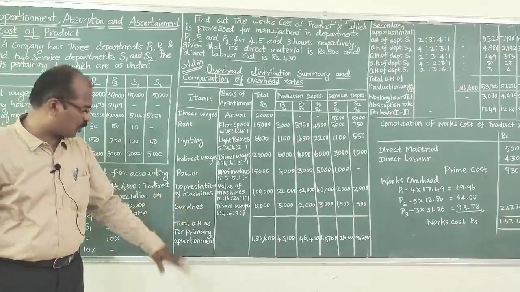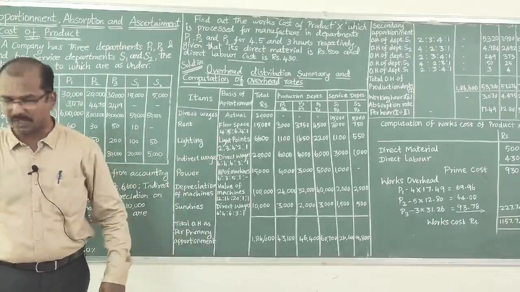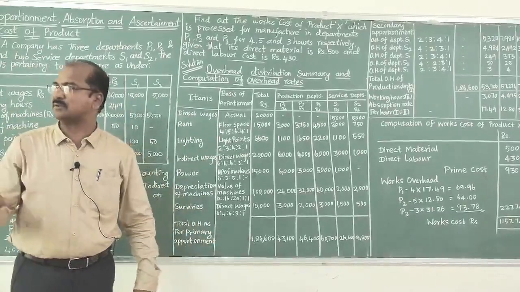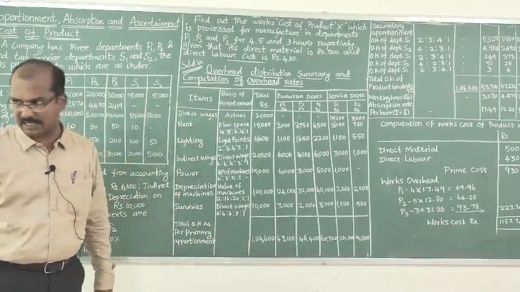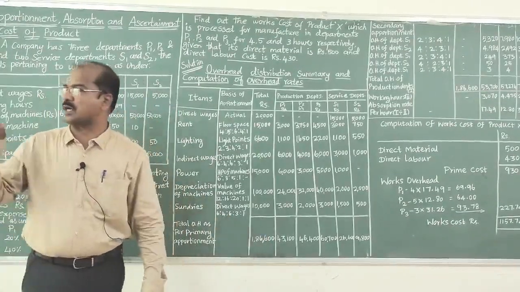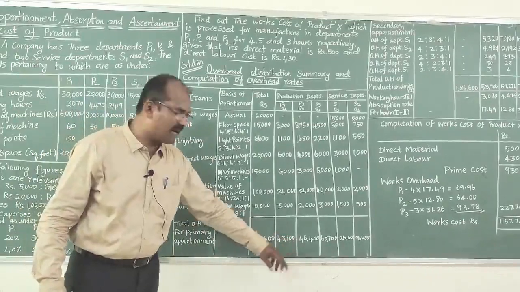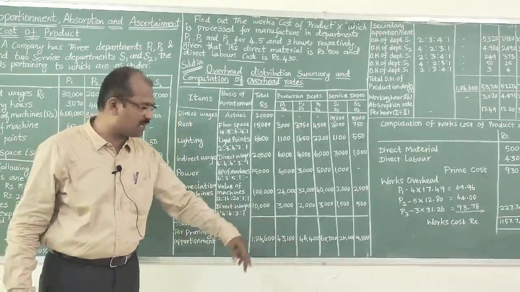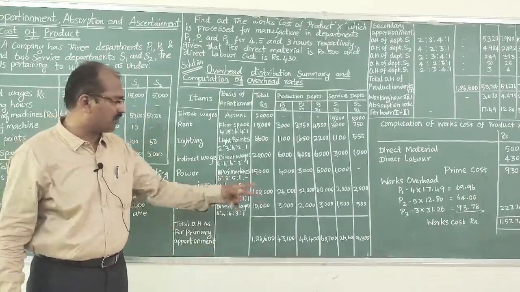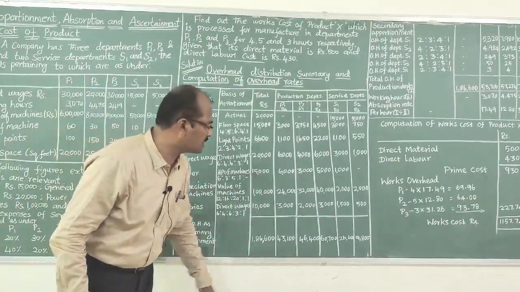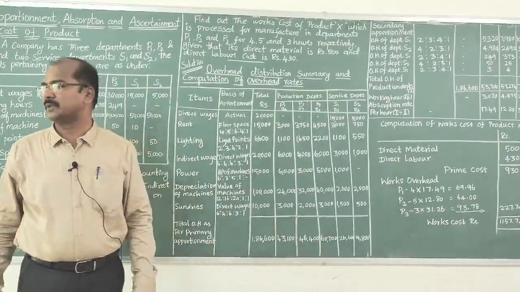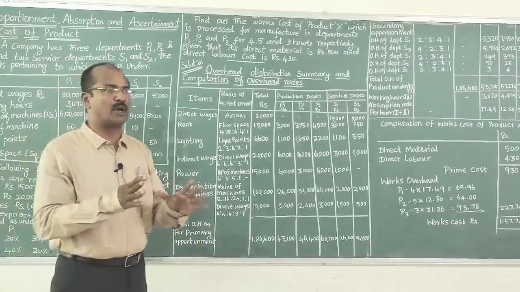Right. Now if you total the overheads apportioned, what is the total of all the overheads? It comes to 1,86,600. It comes to 43,100 for P1. For P2 it is 46,400. For P3 it is 60,700. For S1 26,600. For S2 it is 9,800. So we have completed stage number 1 of the solution.